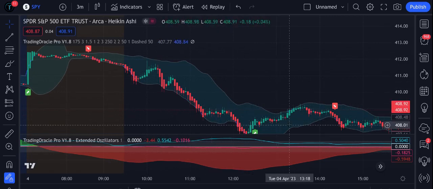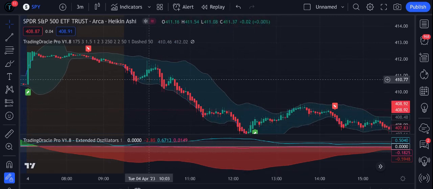It's going to be all over the place. It's going to be choppy. So it's just another way to identify, pretty much, a choppy market.